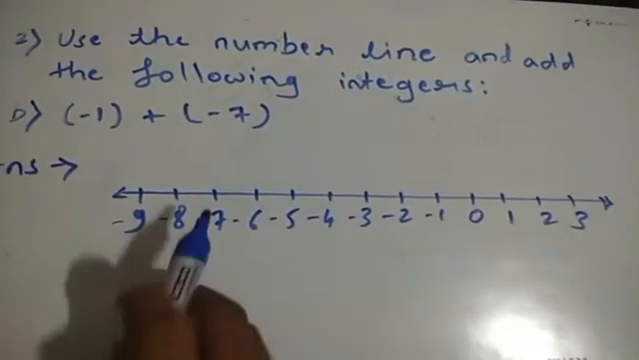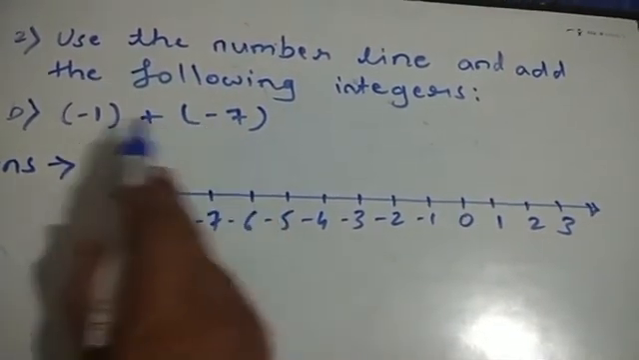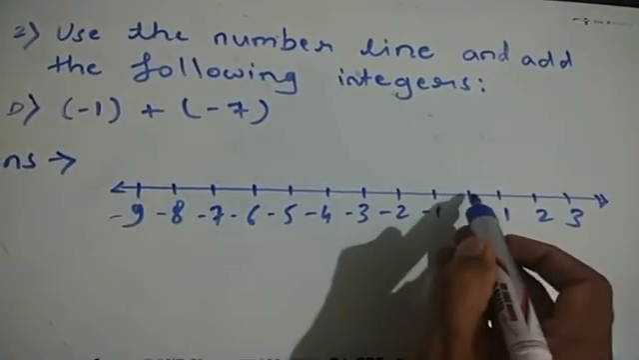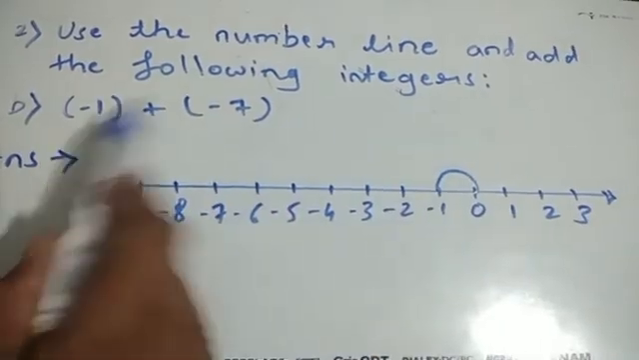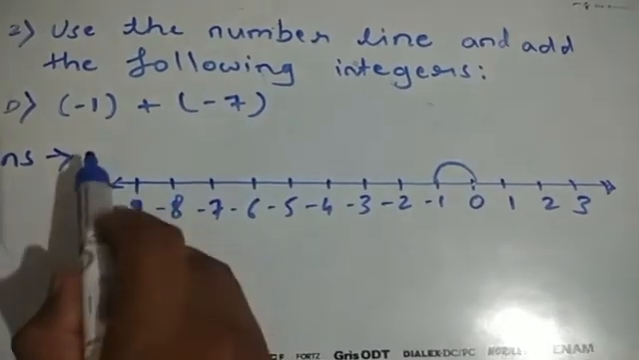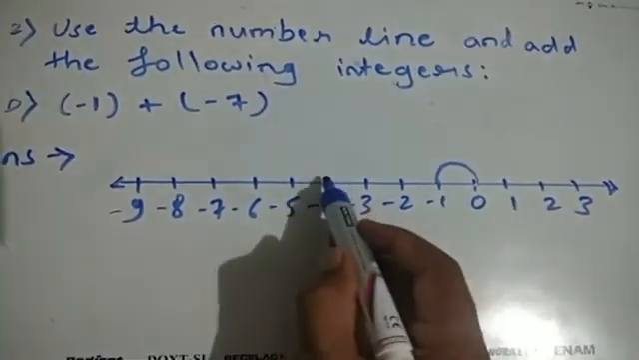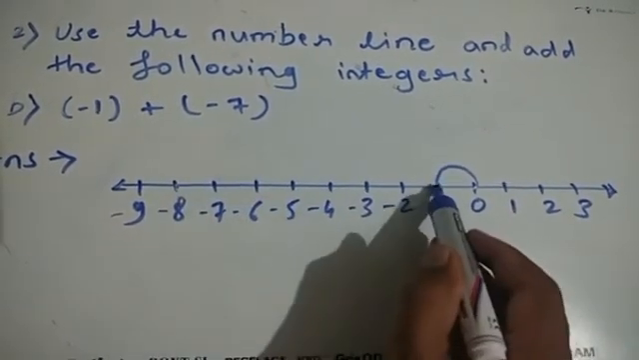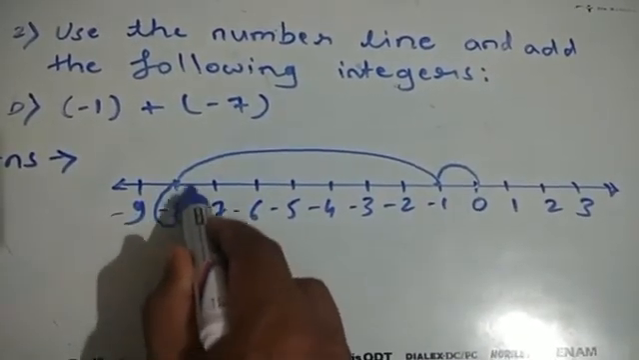Students, see here one more example. In minus 1 we need to add minus 7. So first we will add minus 1. Minus 1 means it is a negative integer, so start from 0 and move towards the left-hand side 1 unit. So we reach at minus 1 now. In that we need to add minus 7. So again a negative integer, so move towards the left-hand side only. How many units? 7. Therefore 1, 2, 3, 4, 5, 6, 7. Where will we reach? We will reach at minus 8. So what will be the answer? Minus 8 will be the answer.